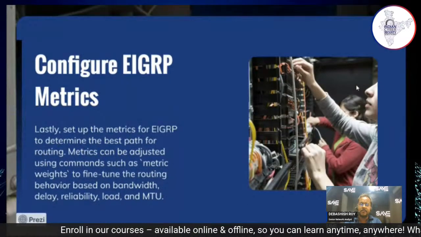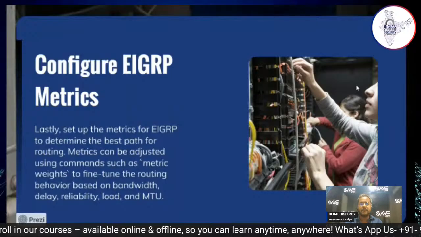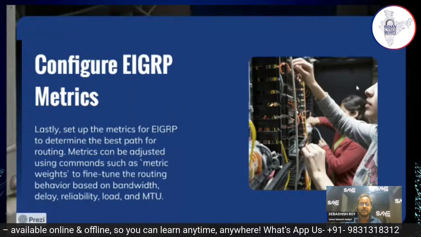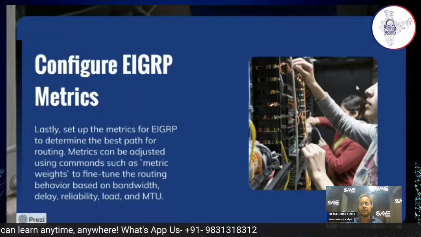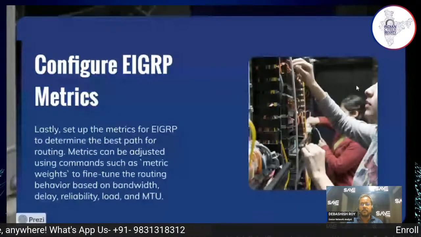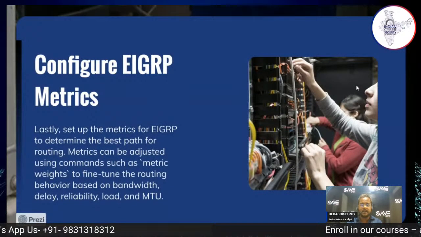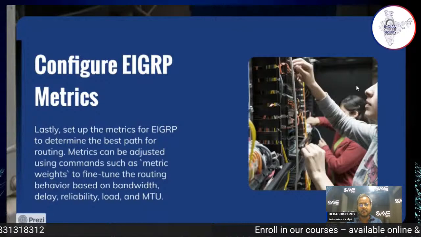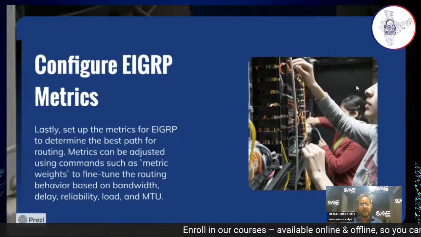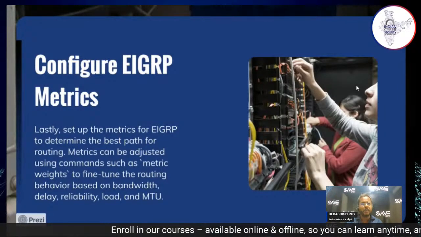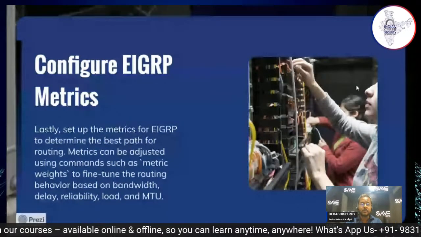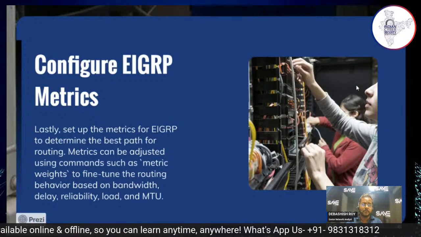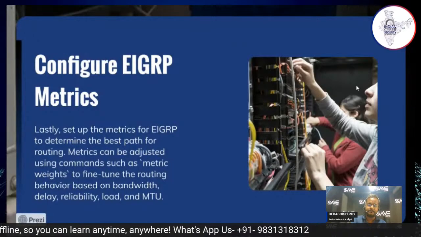Then you have to configure the EIGRP metrics if you want. Lastly, set up the metrics for EIGRP to determine the best path for routing. Metrics can be adjusted using commands such as metric weights to fine-tune the routing behavior based on bandwidth, delay, reliability, load, and MTU, the K5 value. So if you want, you can fine-tune it. If you want to load balance across unequal cost paths, we know there is a variance feature. So for that, you can also fine-tune these metrics.